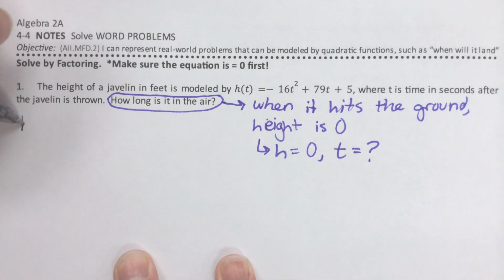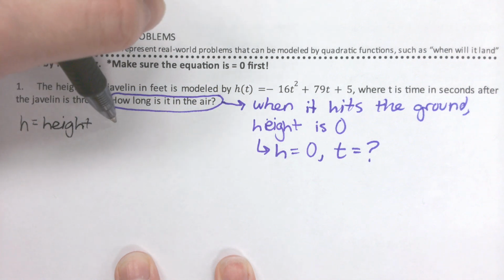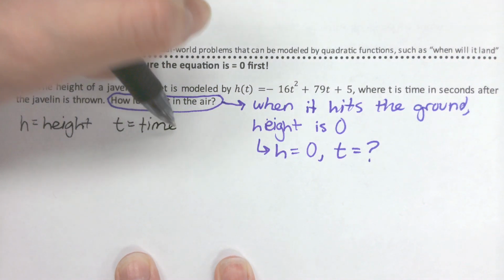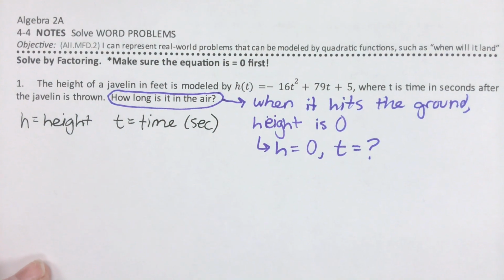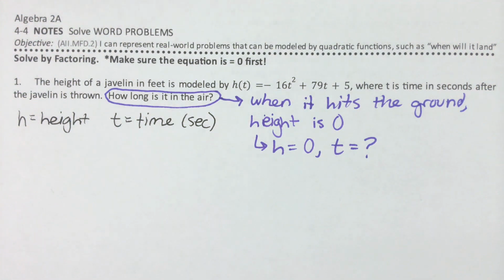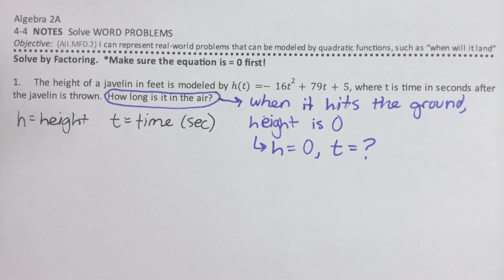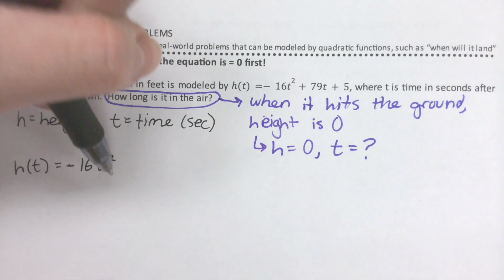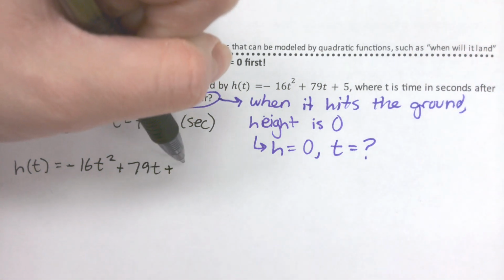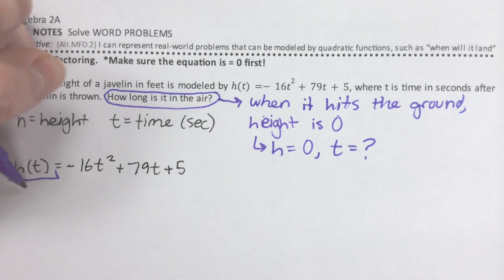So we have two variables here. In the equation, we have two, h and t. H stands for height, and t stands for time. And that's going to be in seconds. So for this problem, we know that h is 0 and t is what we're solving for. So our equation, h of t equals negative 16t squared plus 79t plus 5. We know that the h is 0, so let's replace it.